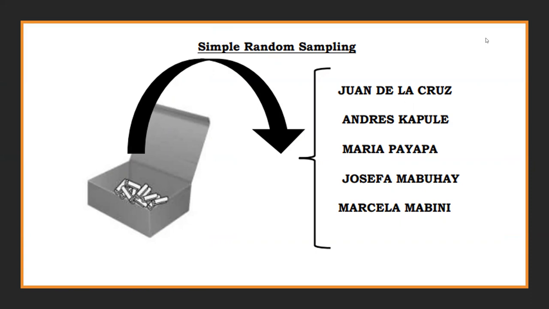Kunyari, katulad na lang nito, sa loob ng box, nandun lahat ng pangalan. Ang kailangan mo ay tatlong samples. So, pipili, without bias, lahat sila pare-pareho ang chance na mabunot. Then, ipipick mo lang. That's simple random sampling. Walang bias, lahat may pagkakataong mabunot.